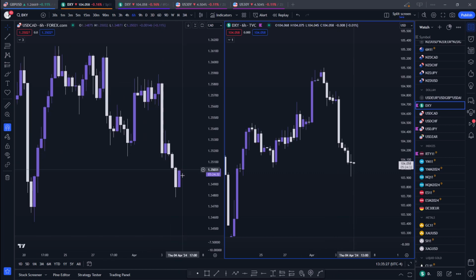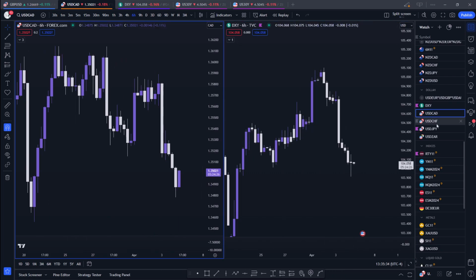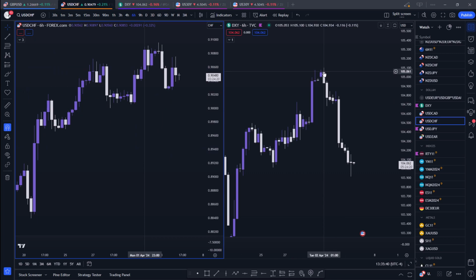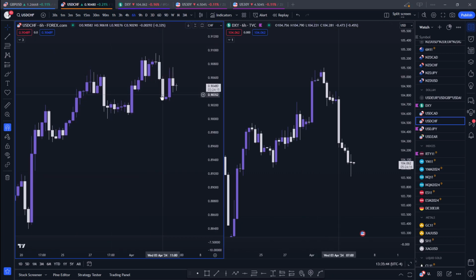So we can see here we dropped off in the same way we dropped off in the dollar. The same applies to USD Swiss. We can see the dollar dropping off from the high there, and USD Swiss also dropping off. But of course, in this case, USD Swiss did not drop off as much as USD CAD did.